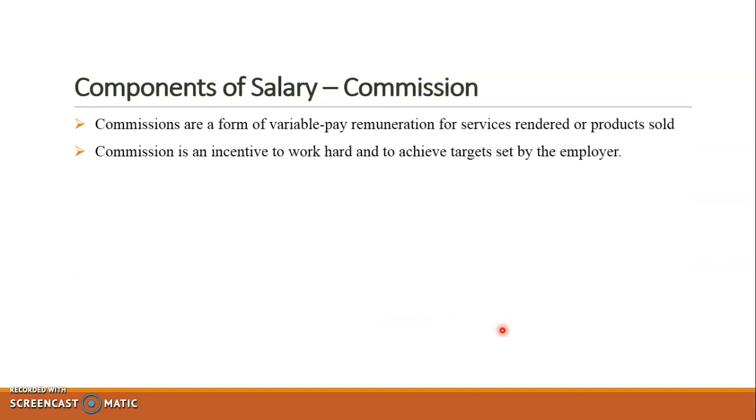Okay. Then commission. Commissions are a form of variable pay, remuneration for services rendered or products sold. So usually employees get this commission, and it is set that you will get a commission if you sell more services or if you sell more products. Commission is basically an incentive to work hard and to achieve targets set by the employer. So it is a kind of motivation given to the employees. This is also taxable and it is always added to the computation of your salary.